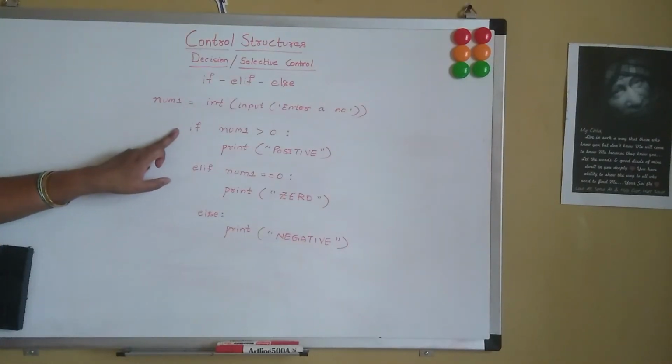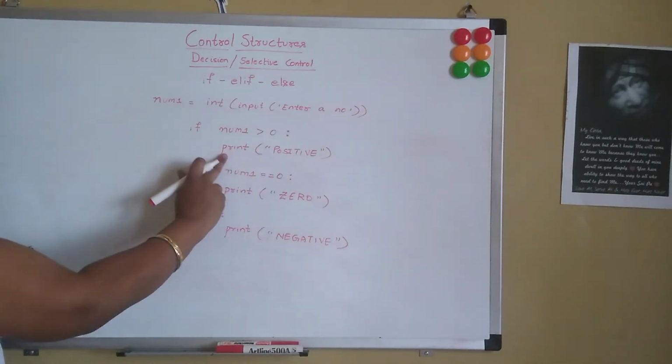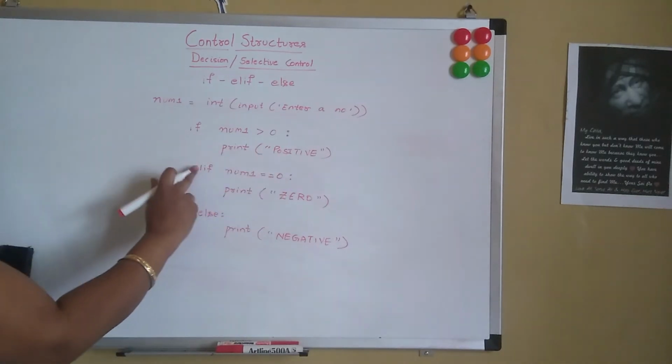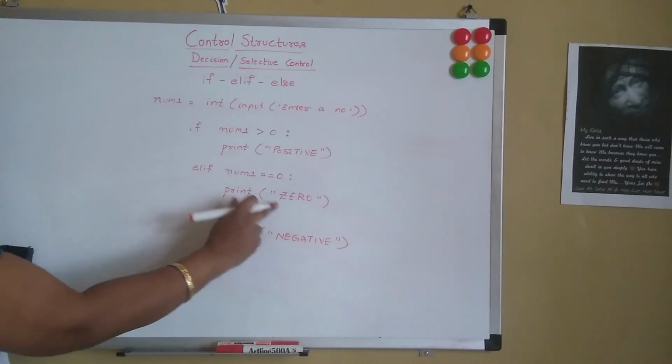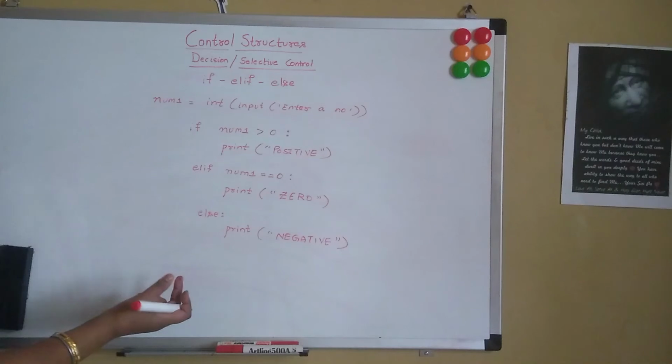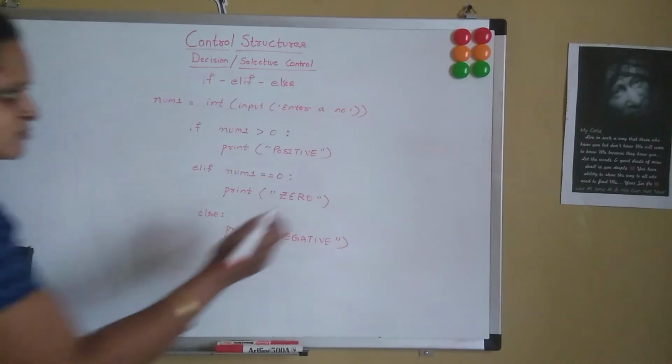So here we have if, elif and else condition. Num1 greater than 0, directly it will say positive. Else if num1 equal to 0, it will print 0. Else only one more condition is left, that is negative. So the value is negative.